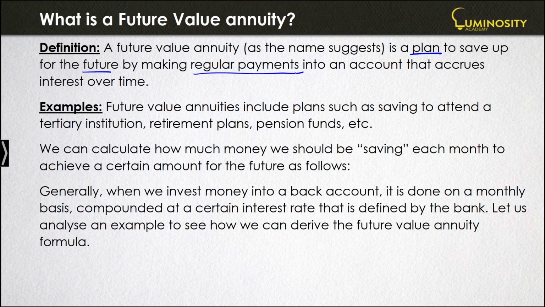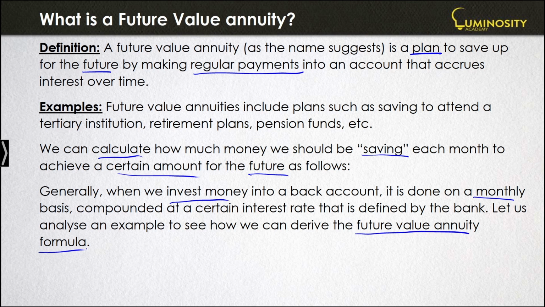We can actually calculate how much money we should be saving each month or each year, whichever time period we're using, to achieve a certain amount for the future that we want. Generally, when we invest money into a bank account, it is done on a monthly basis. That is the norm. And this is usually compounded monthly at a certain interest rate that is defined by the bank. Let us analyze an example to see how we can derive the future value annuity formula.